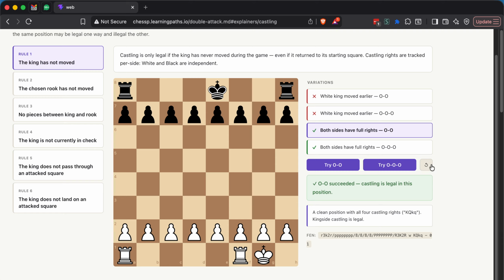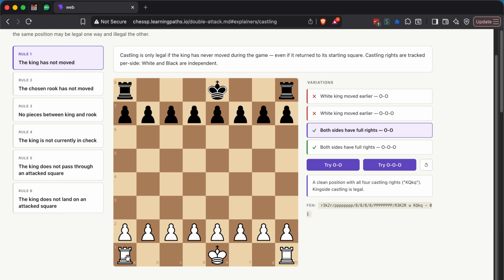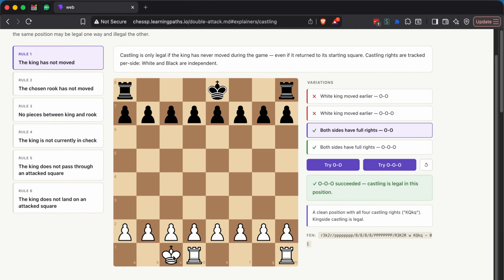So let's look at the king side castling now. As you can see, the king came to g and the rook went to the f file. And if you look at queen side castling, the king would go to the c file and the rook would go to the d file. As you can see, this is the one.